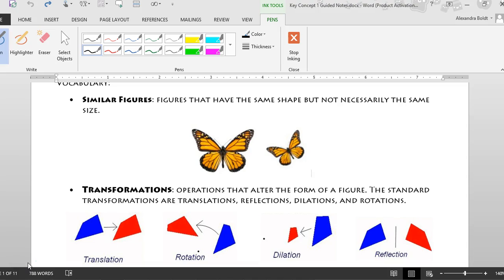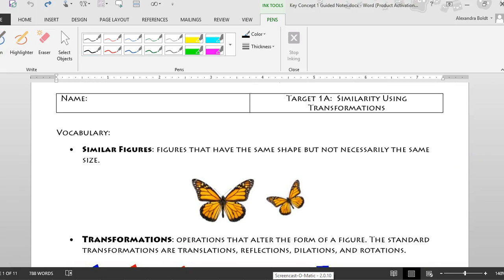Today we're going to go over our key concept 1, which is similarity and volume, target 1A vocabulary. So target 1A is similarity using transformation. So this video is just going to go over that vocabulary. Usually the vocabulary video wouldn't be assigned viewing. I know you can read through it. The vocabulary videos are always going to be there if you need an explanation of that vocabulary, but it won't ever be assigned.